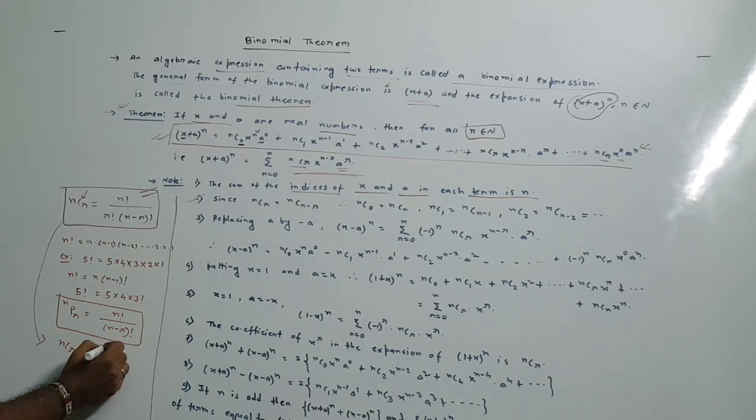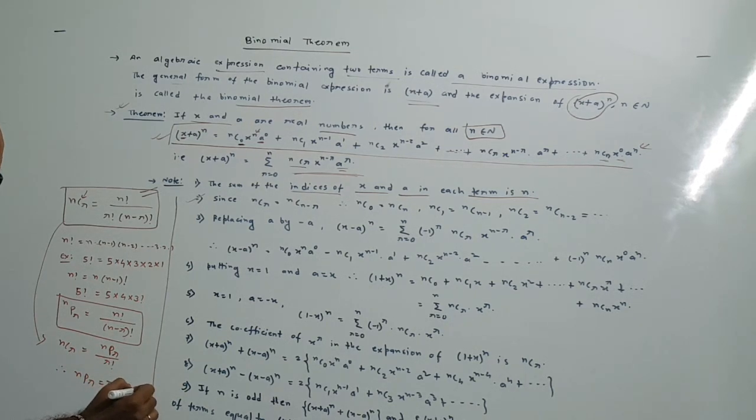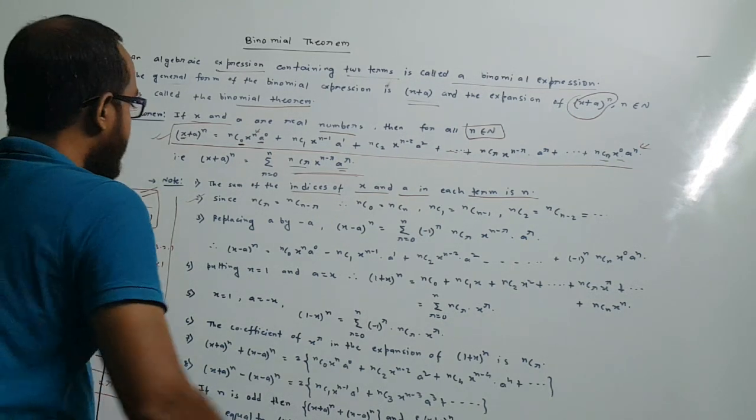NPR divided by R factorial. So ultimately we can write any permutation, that is NPR, equals R factorial times NCR. Remember this also, because we will use this in binomial expansion sums.